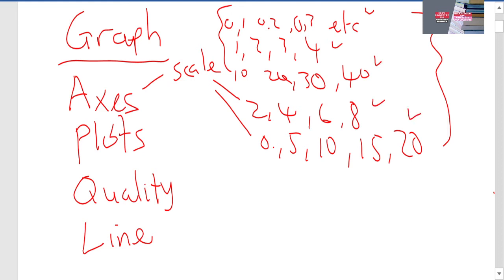Okay. And then moving on, plots. So every point that is on the table must be plotted, and plotted correct to half a small square.